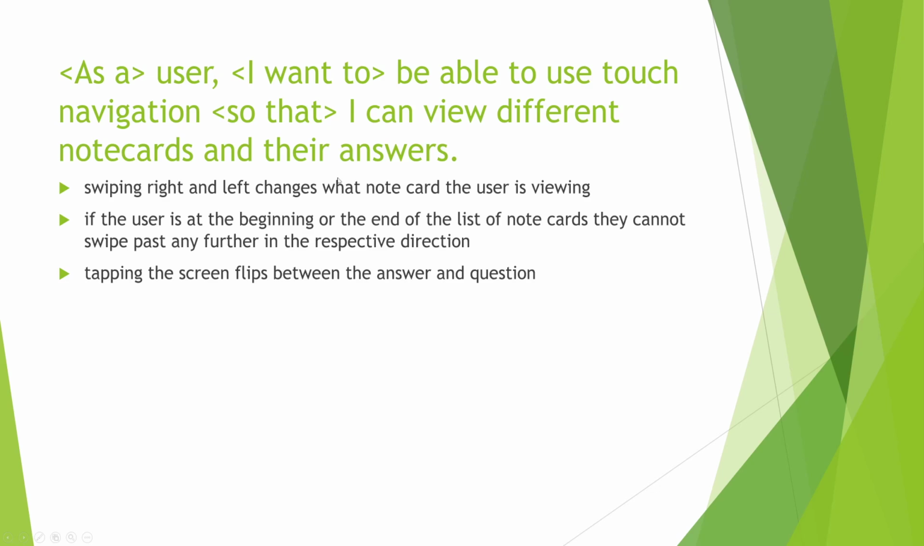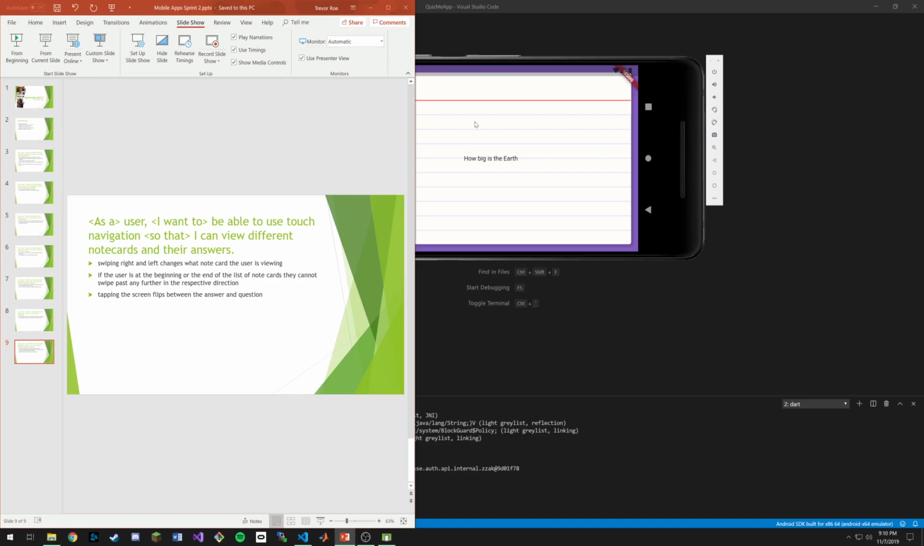As a user, I want to be able to use touch navigation so that I can view different note cards and their answers. Swiping right and left changes what note card the user is viewing. If the user is at the beginning or the end of the list of note cards, they cannot swipe past any further in their respective directions. Tapping the screen flips between the answer and the question.